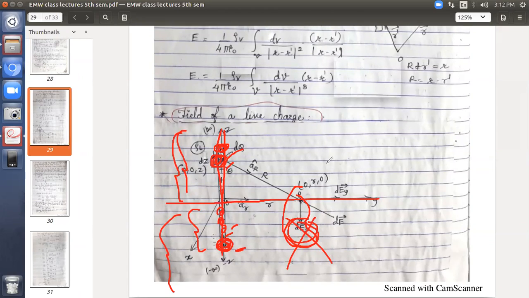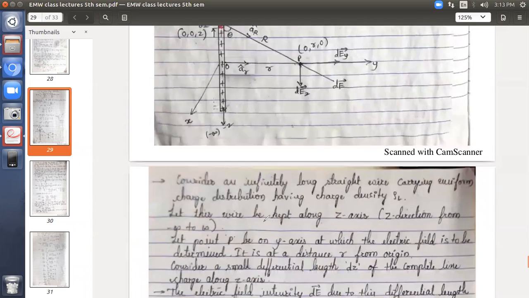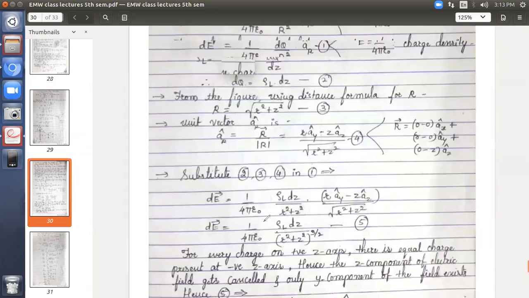So in short, remember, the point is on the y-axis, so the y field exists. Just to remember, point P where we have taken is on the y-axis, so only this component will remain, this will go. Okay, because we will be making use of this concept in the sheet charge, I just recalled it for you.